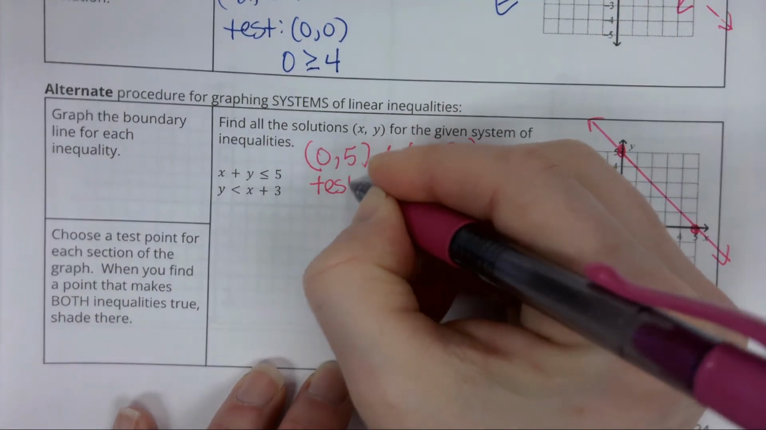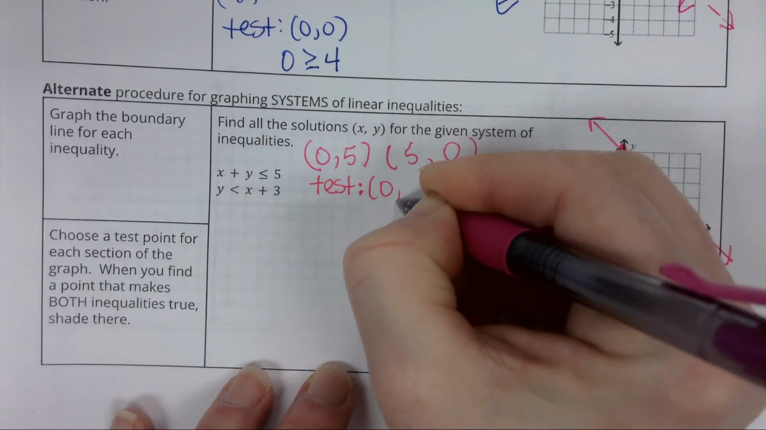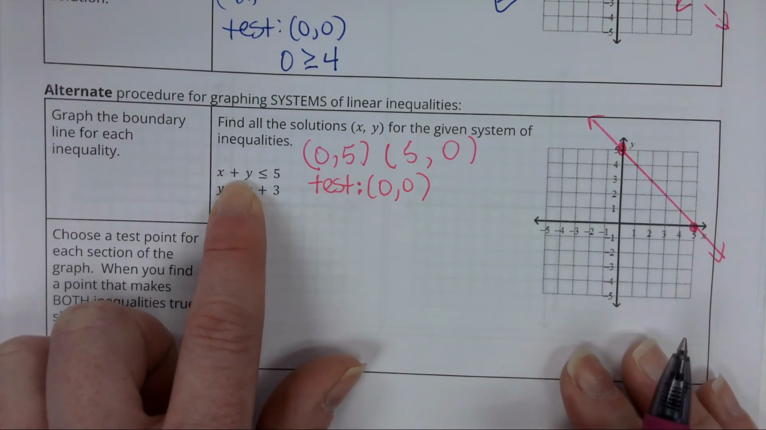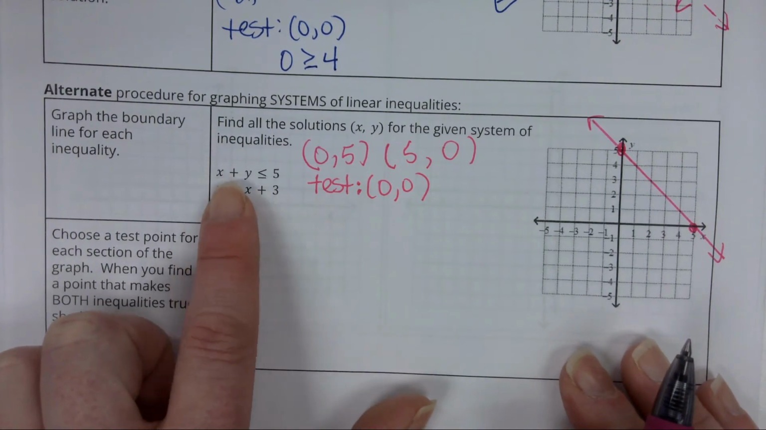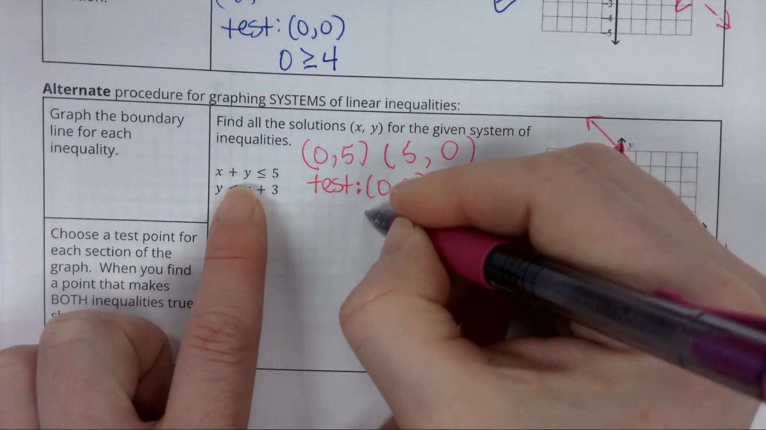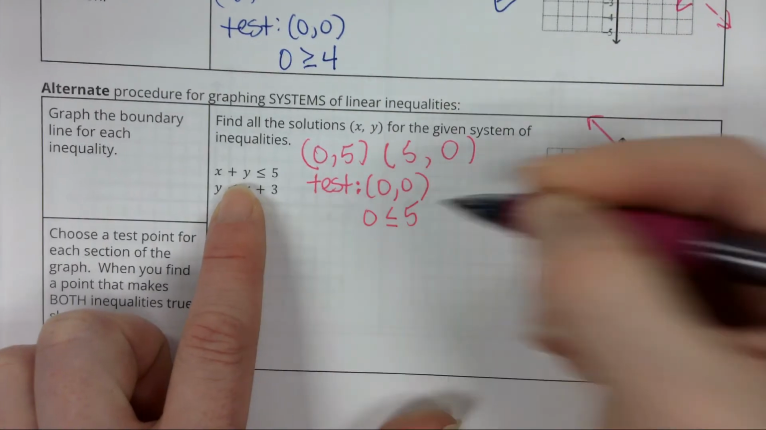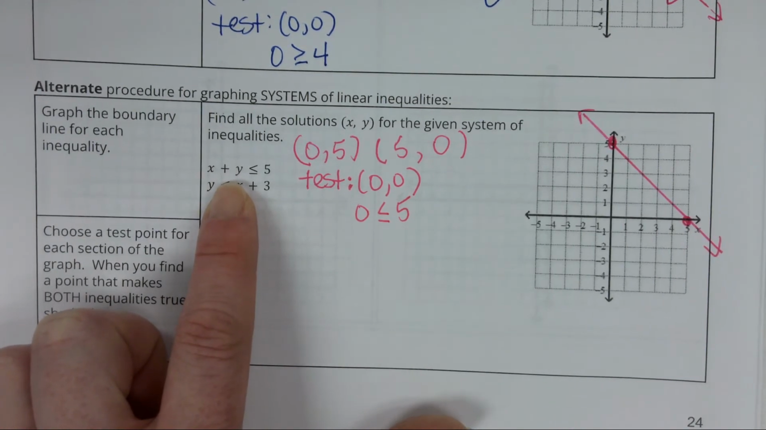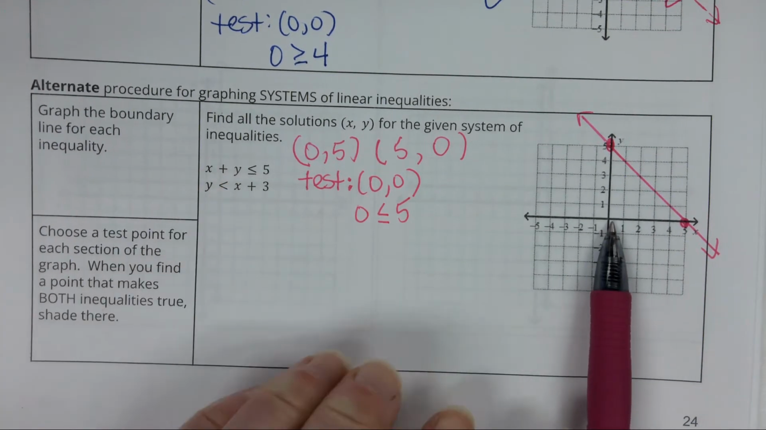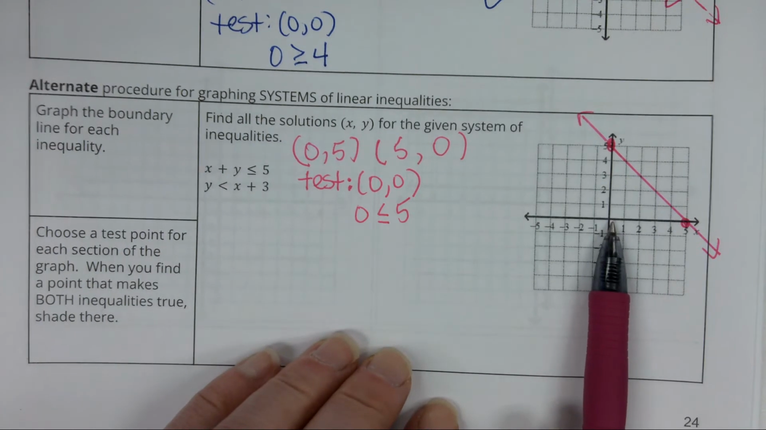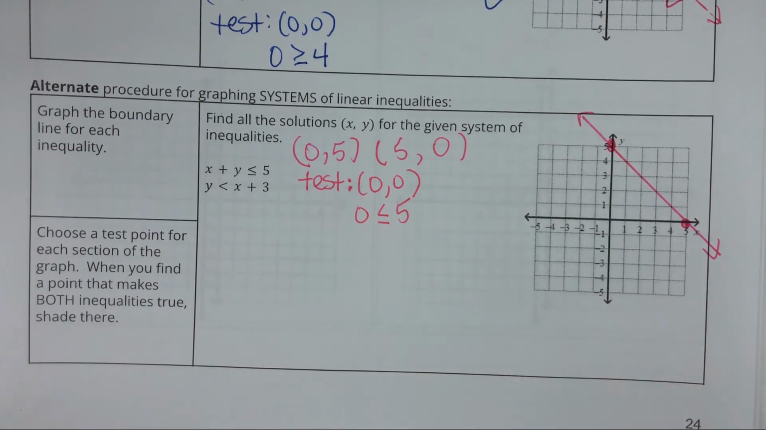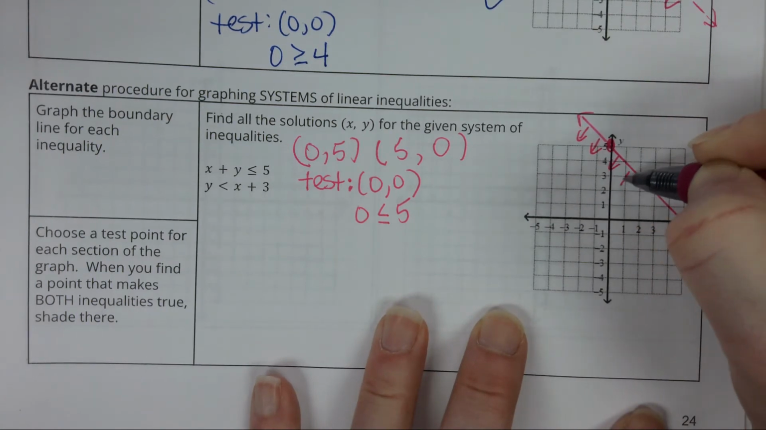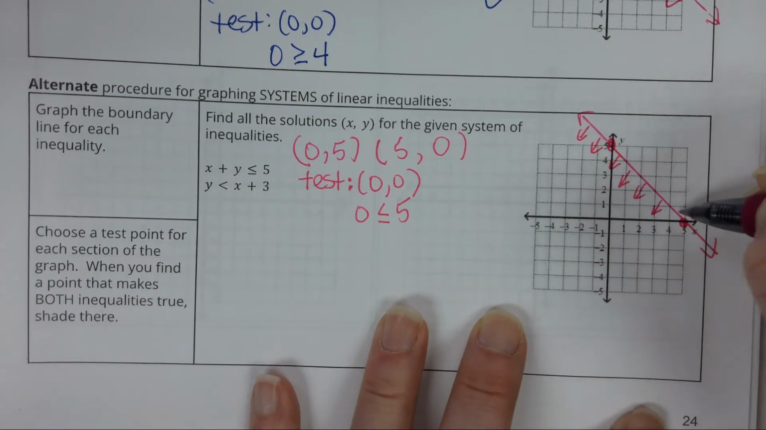I'm going to now test the point (0, 0). If I put 0 in for x and y, what inequality would I get? 0 is less than or equal to 5. Is that true? Yeah. Okay, so (0, 0) is down here. That's telling me I want to shade below that line, down. So I'm going to draw my little arrows below the line so I remember at the end I need to stay below that line.